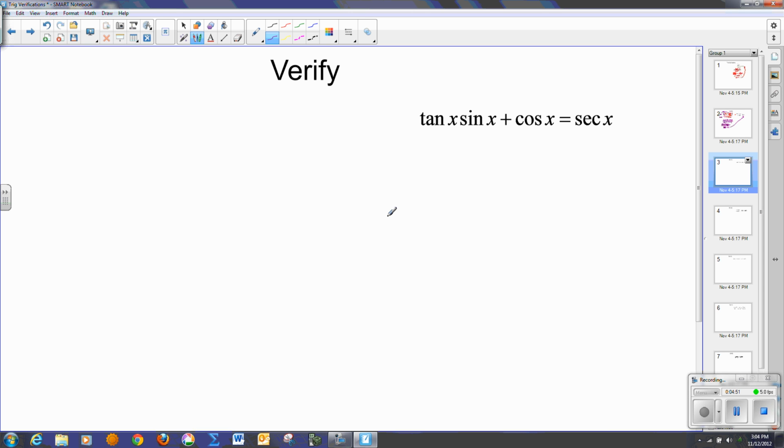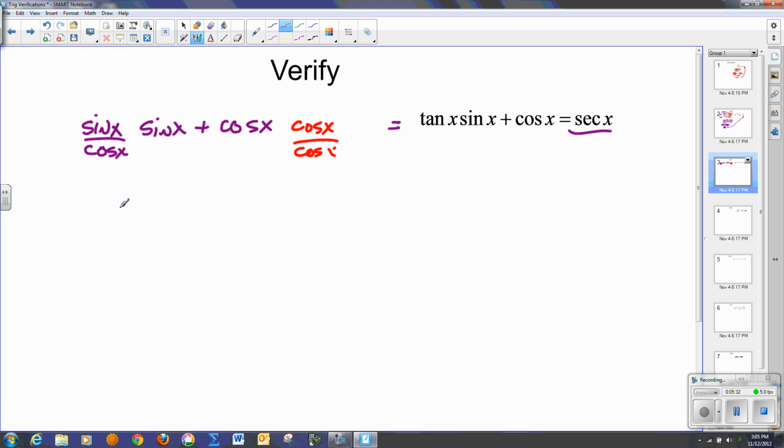Again, we're going to show this is equal to secant of x. I have no Pythagoreans, so change everything to sines and cosines. So in this first term, I have sine of x over the cosine of x times the sine of x plus the cosine of x. And I want to get this all equal to secant of x, which is 1 over cosine. I notice now that I have sine squared over cosine plus cosine. I'm going to need a common denominator. So if I need a common denominator, I have to have a cosine on the bottom of this term. So cosine over cosine I'll multiply by.